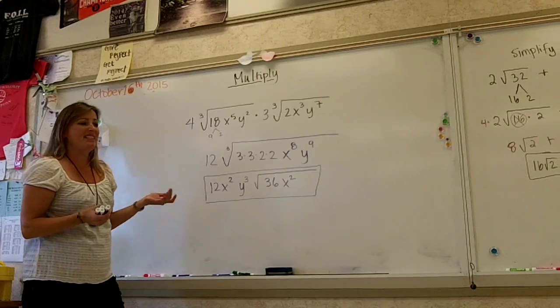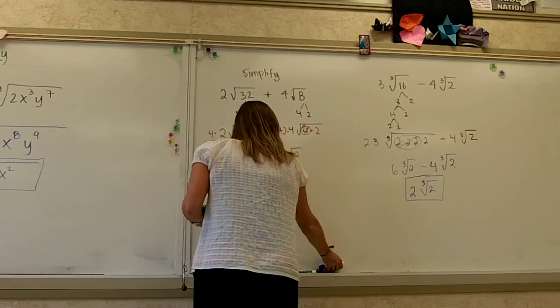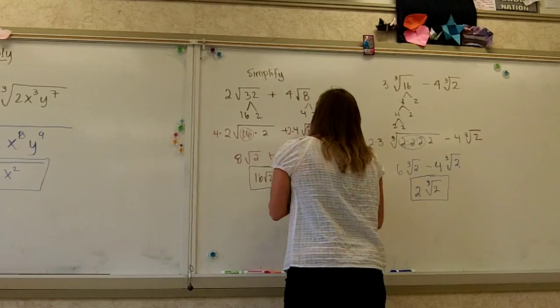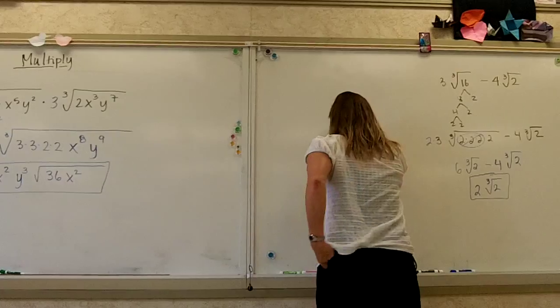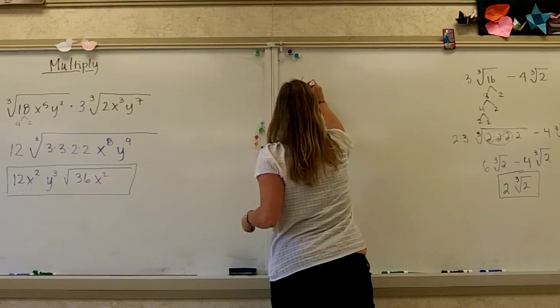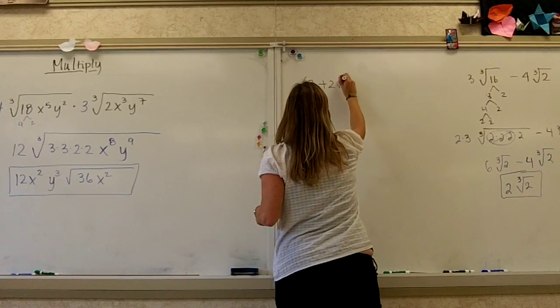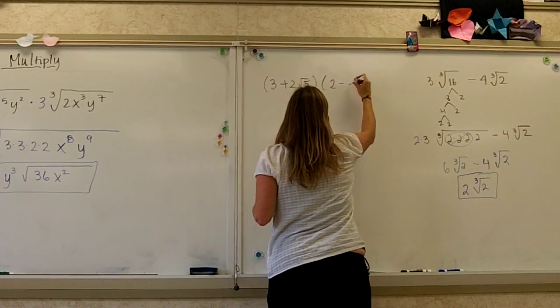So today's multiplication, I feel like, is even easier than that. If you were the master at that, you're going to have no problem with today. So today it's going to be like multiplying binomials. So let's try one. So 3 plus 2 root 5 times 2 minus 4 root 5.